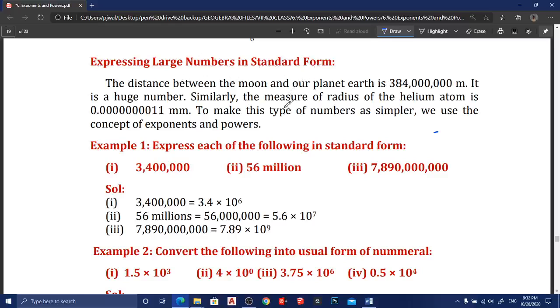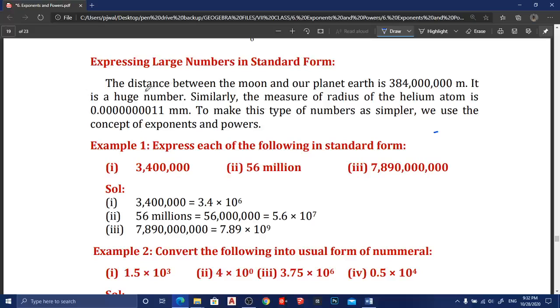So the main concept of this exponents chapter is to convert the given large numbers into a shorter form, and that too in a standard form. There is a procedure to write the given large numbers in a standard form. You have to use some definition. There is a definition also for the standard form of large numbers.